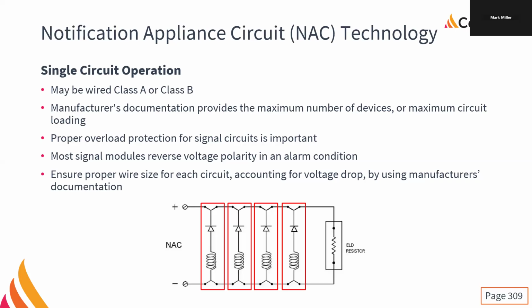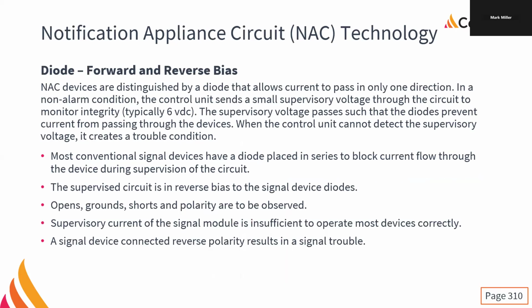Wire size is important. We rarely can use 18 gauge on bells and strobes and horns. It's just not going to work for us. The voltage drop is going to be too much. A typical bell draws 12 milliamps. So it does add up. Once you put 10 or 20 on a circuit, it can be a little bit too much for a 18 gauge wire.